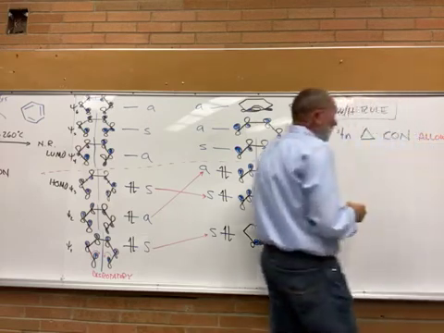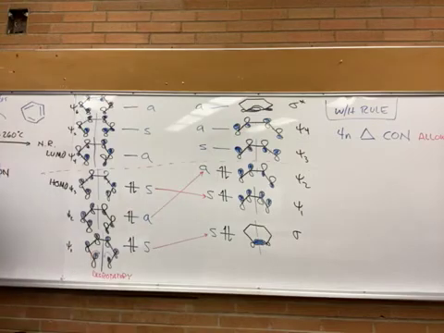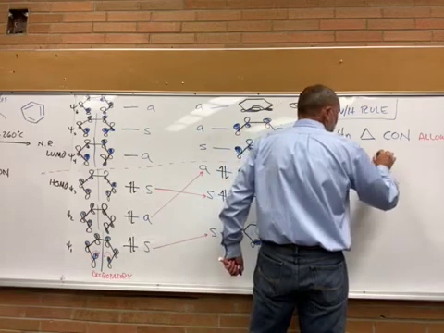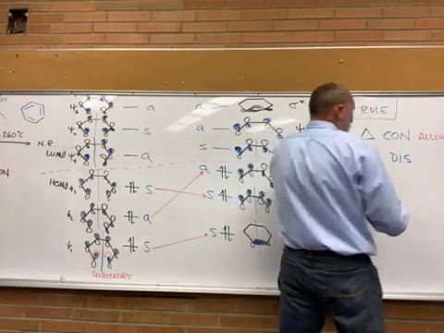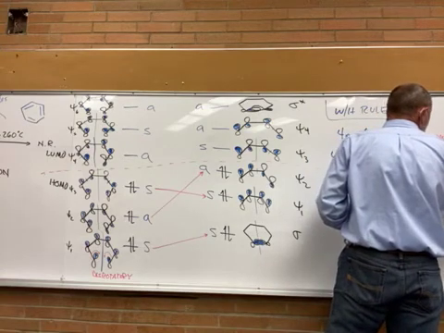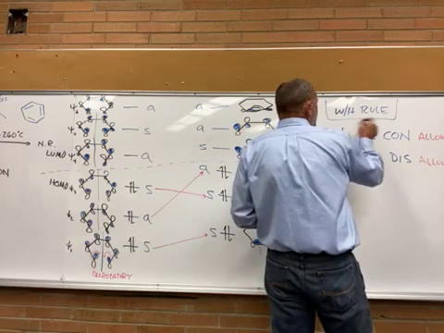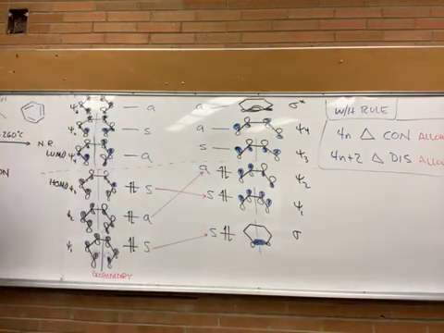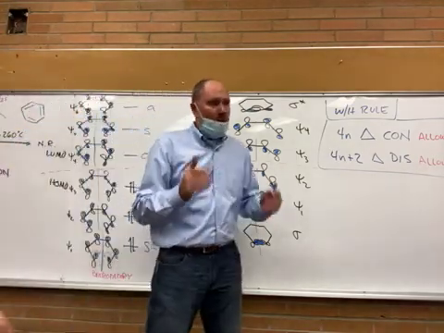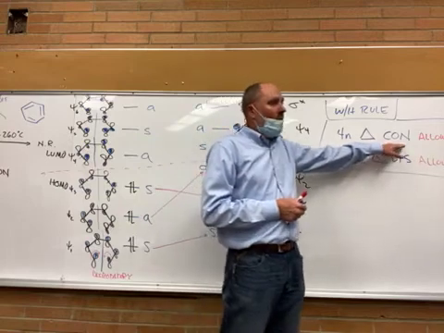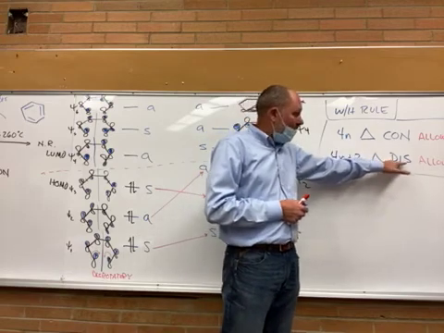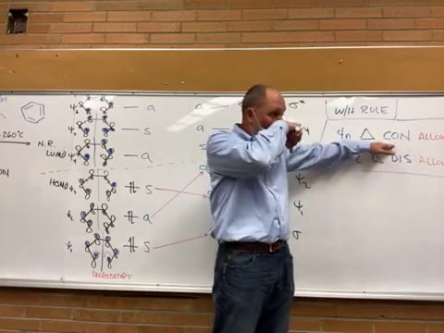Which means 4n plus 2 is thermal dis allowed. And that is the first two rules of Woodward-Hoffman. I like to think of it as start with 4n thermal con. Because what you're going to see as a trend through here is if it's 4n thermal con allowed, it's going to be 4n plus 2 thermal con disallowed. See, it all builds on one.